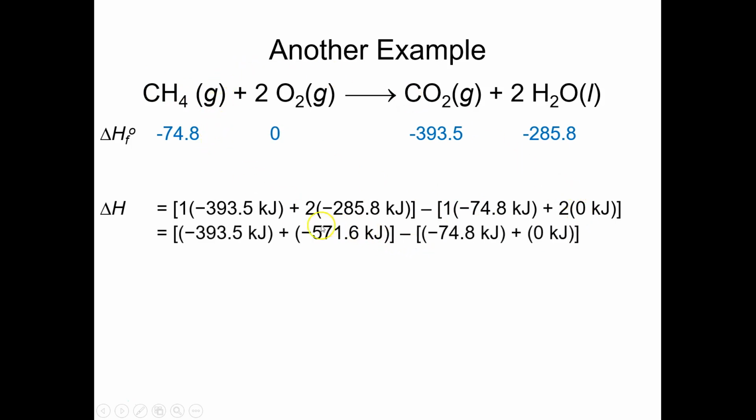Simplify those by multiplying the coefficients through. Simplify even further by adding this side together and then adding that side together. And when I add the whole thing together, I get negative 890 kilojoules, which is what we've seen before as being the enthalpy change for this reaction. So that's Hess's law. That is standard enthalpies of formation, and that is how to use standard enthalpies of formation.